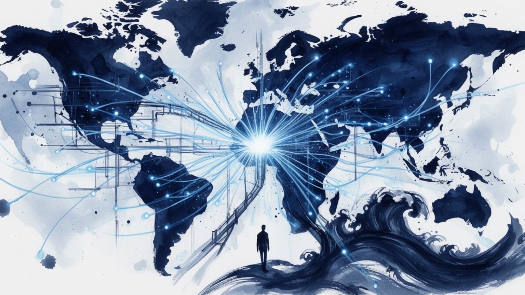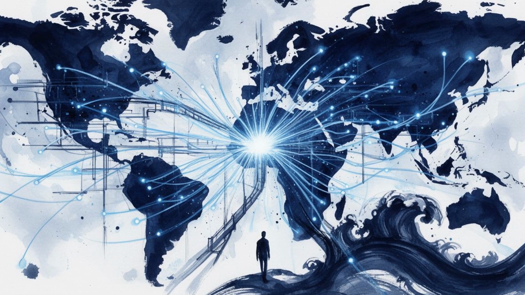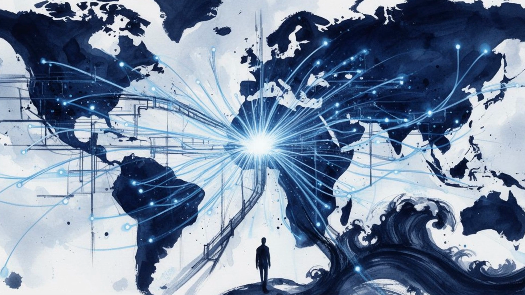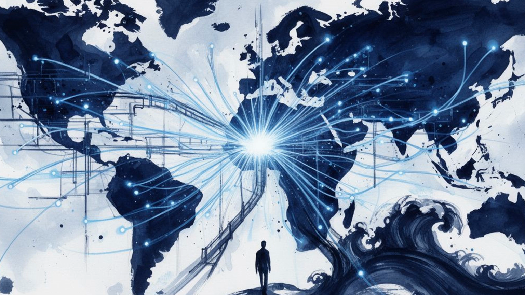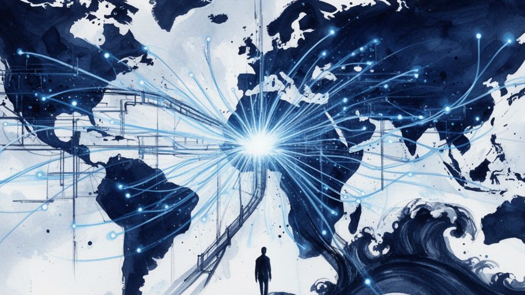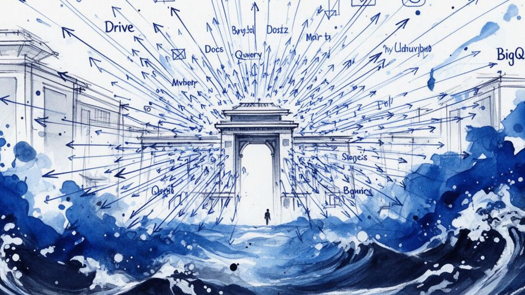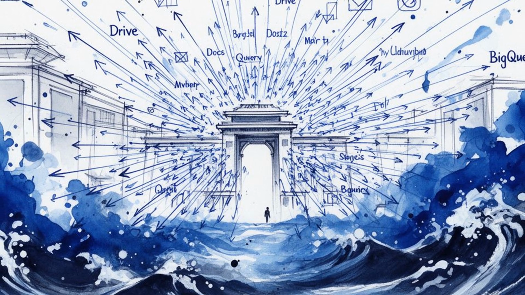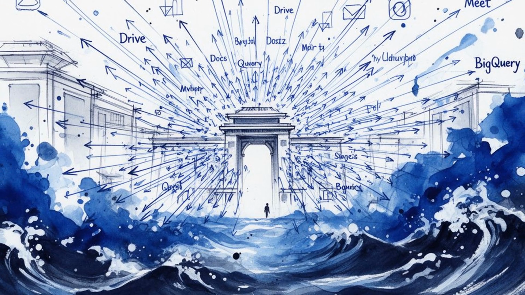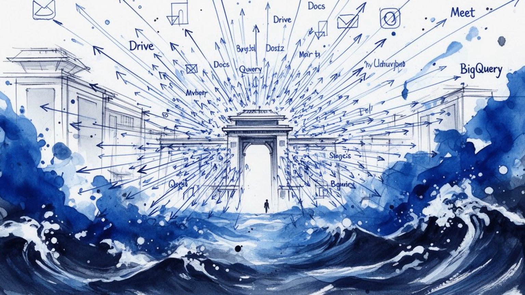To understand why this is going to be bad, you need to understand what Service Control actually does. Every time you open Gmail, your browser sends a request to Google. Before that request is served, before a single byte of your inbox is fetched, it has to pass through Service Control. Service Control answers 3 questions. 1. Who are you? It checks your identity. 2. Are you allowed to do this? It checks your permissions. 3. Have you exceeded your quota? It checks your rate limits. If Service Control says no, your request dies.